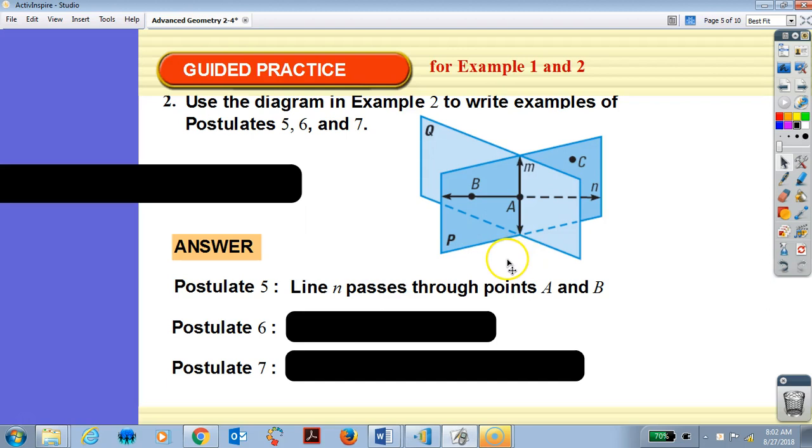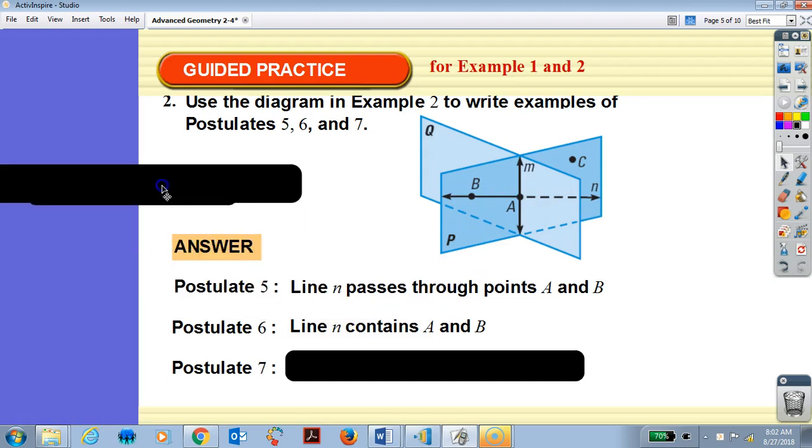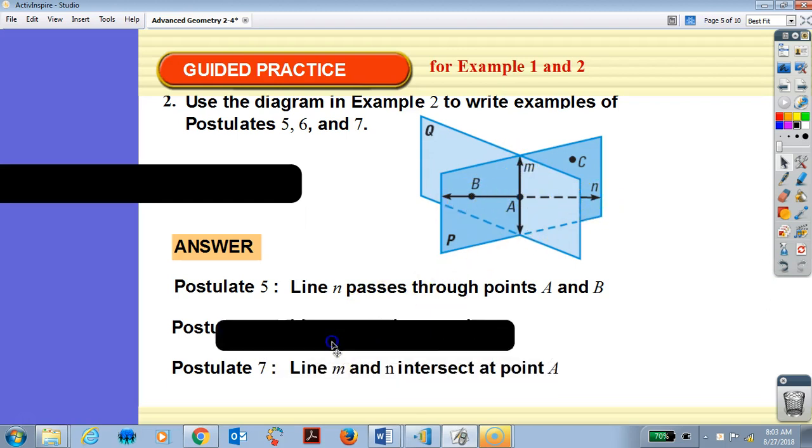Postulate 6. A line contains at least 2 points. Line N contains points A and B. 7. Jennifer, 7. If two lines intersect, then their intersection is at exactly 1 point. An example, how about line M and N intersect at point A?